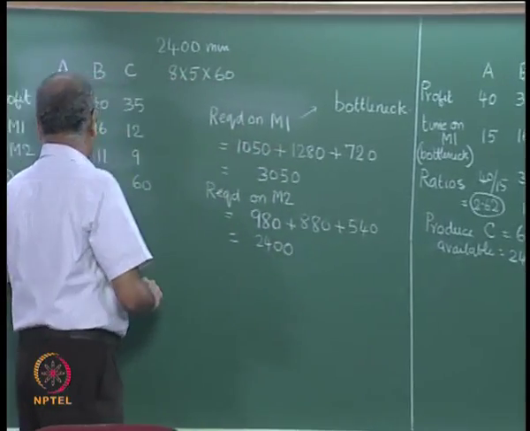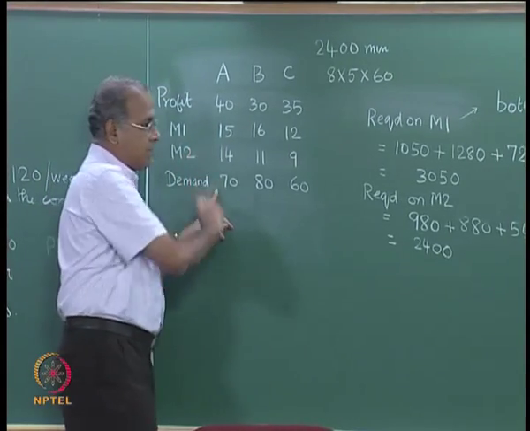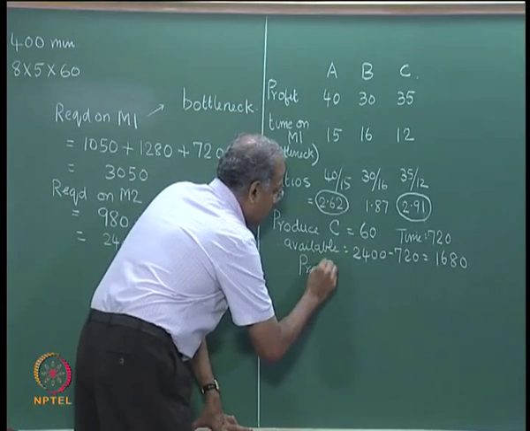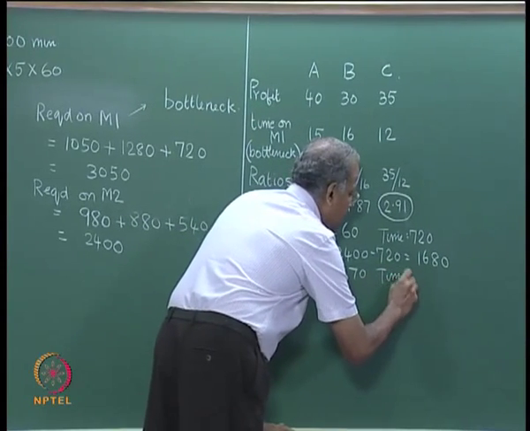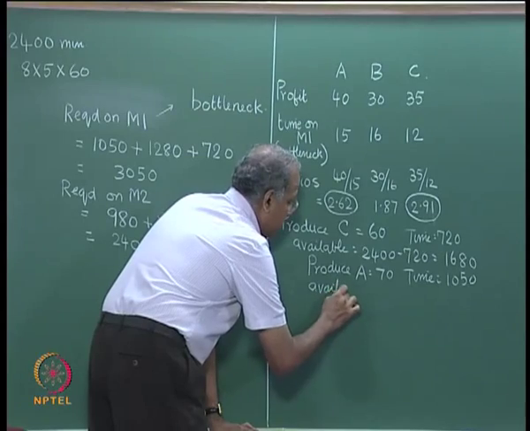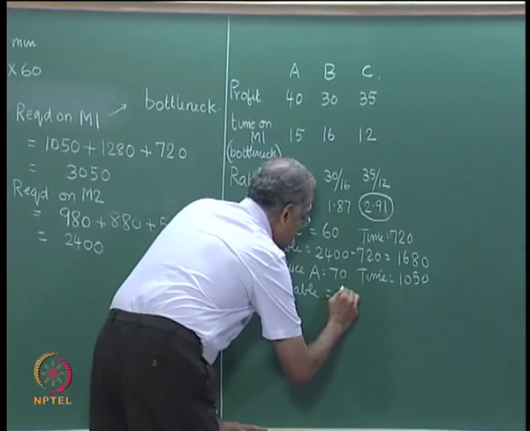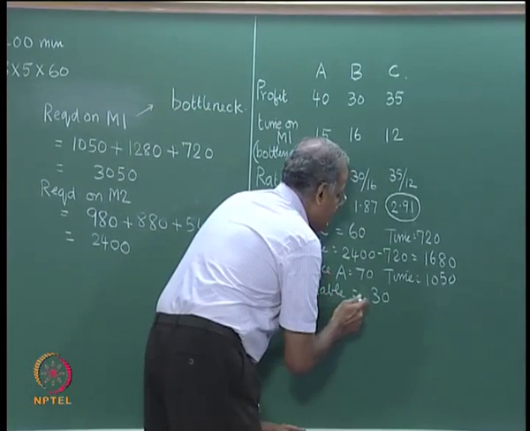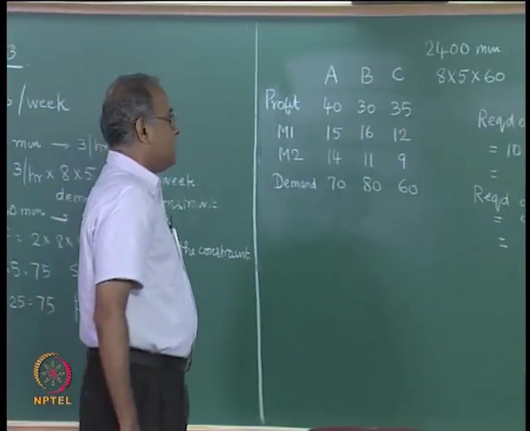Demand of A is 70, time on the bottleneck is 15. So, time required is 1050, which is less than 1680. So, produce A equal to 70. So, time equal to 1050. So, time available is equal to 1680 minus 1050, which is 630. Now produce B.